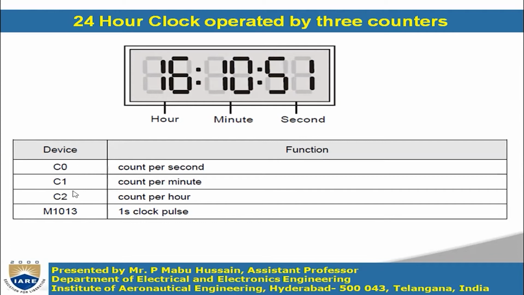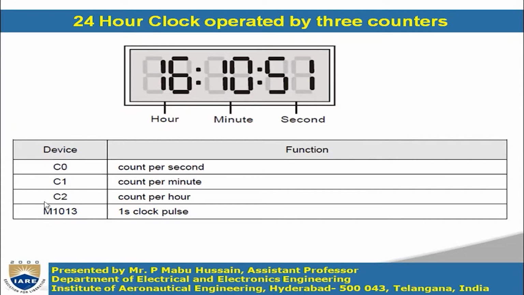So the counters are designated as C0, C1, and C2. C0 will be used for counting the seconds, C1 will be used for counting the minutes, and C2 will be used for counting the hours. And you are also going to use the M1013 flag register.